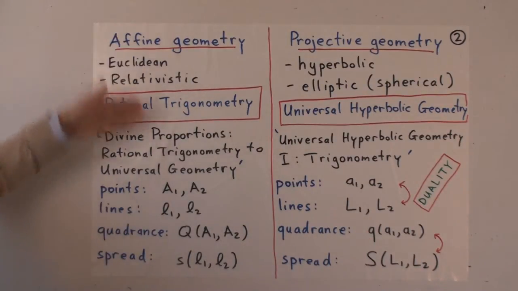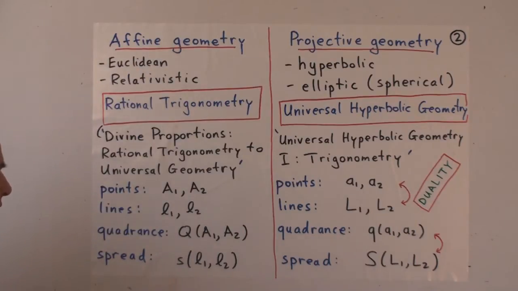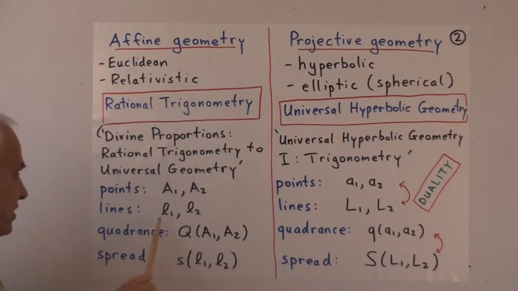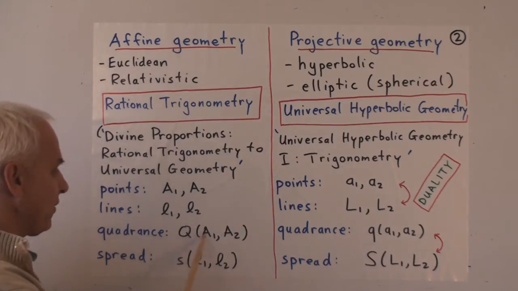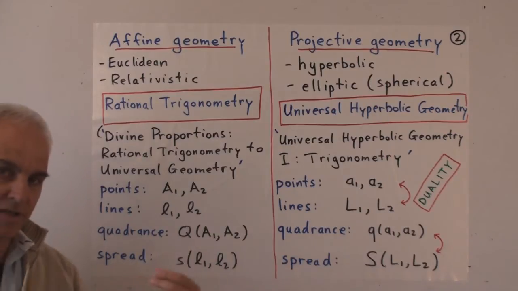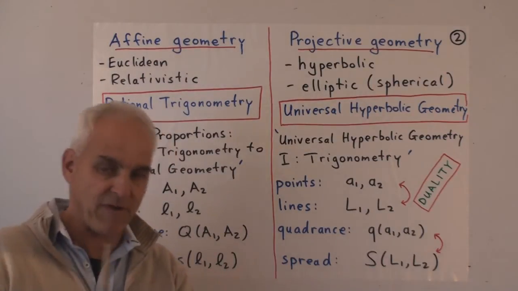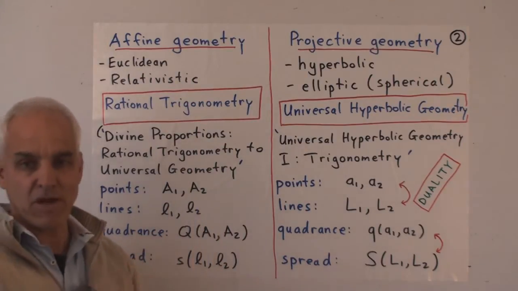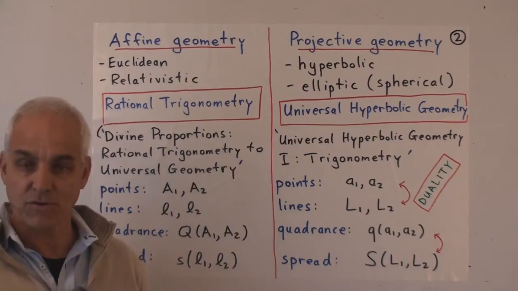So in the Euclidean affine setting, we use capital letters for points and small letters for lines. We use capital Q to denote the quadrance between 2 points, which is some kind of measurement of how far apart they are. And we use little s for the spread between 2 lines, some kind of measurement for how far apart 2 lines are spread.